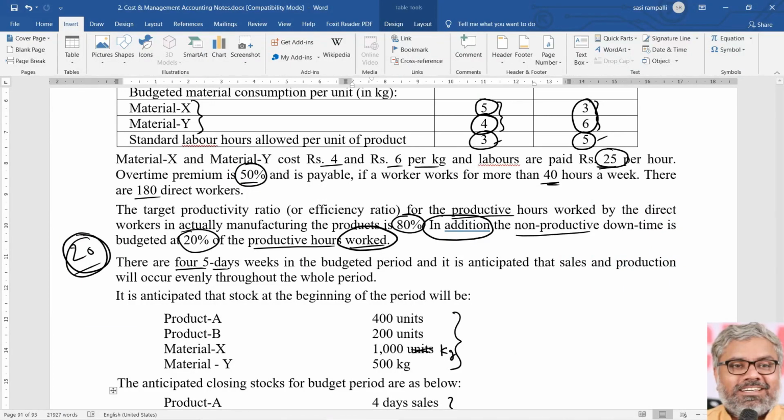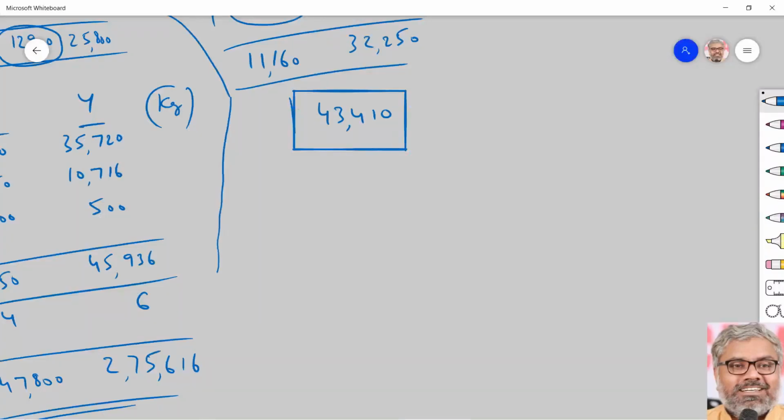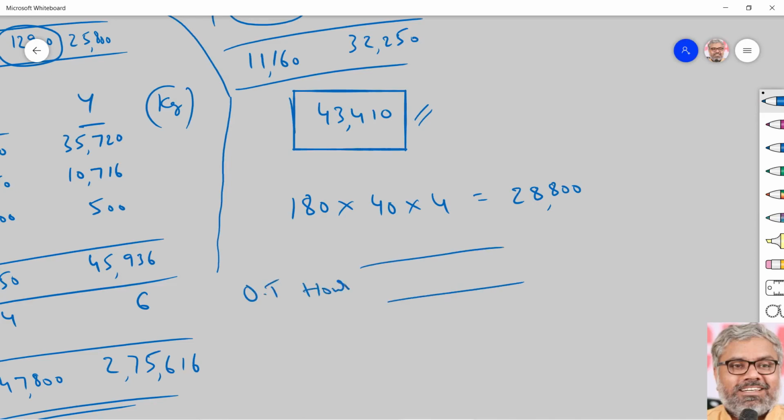So for each week a worker is supposed to work for only 40 hours. How many workers? 180 workers, each week supposed to work only 40 hours. Like that, how many weeks? 4 weeks. So the real number of normal hours is 180 into 40 into 4. That comes to 28,800 hours, which are only normal hours. But actually hours supposed to be paid are 43,410. Which means overtime hours are the difference. Anything in excess of this, they have to pay overtime.